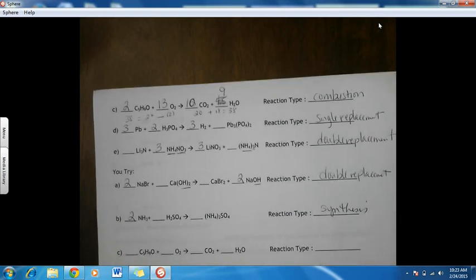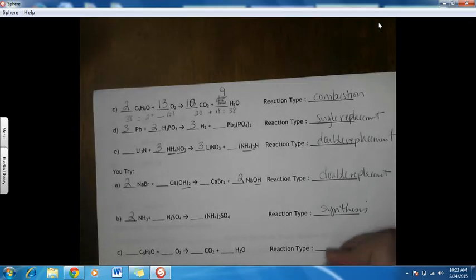And then we have NH3 and H2SO4. That is a synthesis reaction. Right, and so then we have 2 nitrogens, and then we end up with 8 hydrogens, 1 sulfate. And that is all balanced. And these are the same ones we just did a minute ago. Oh well. You'll have more practice in class.